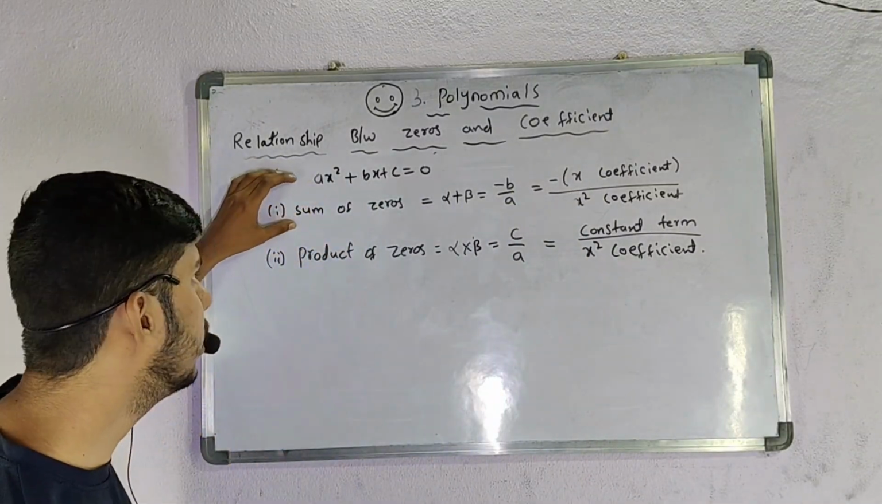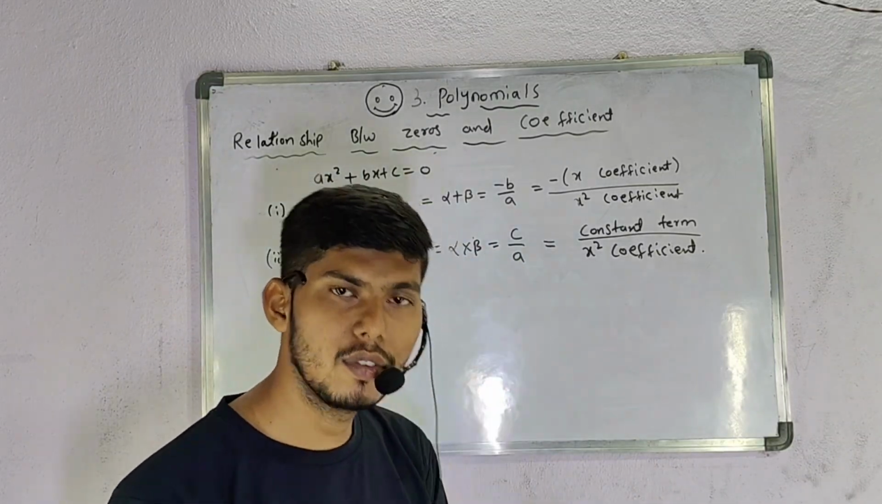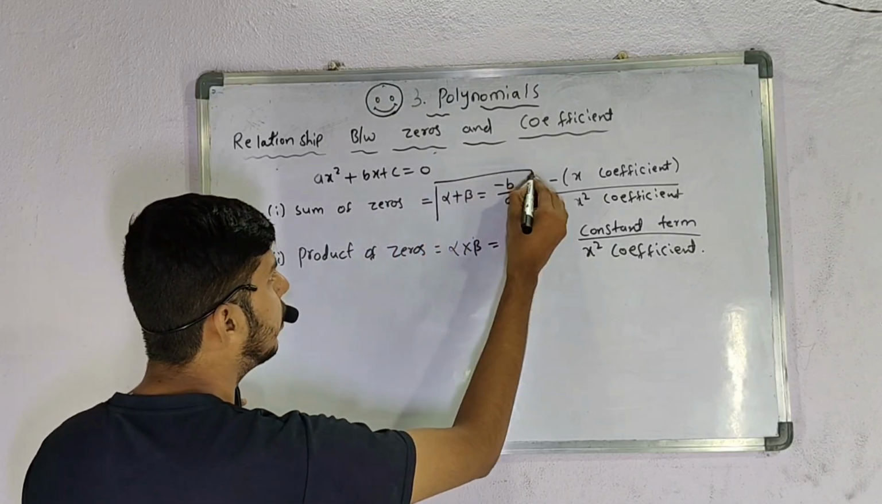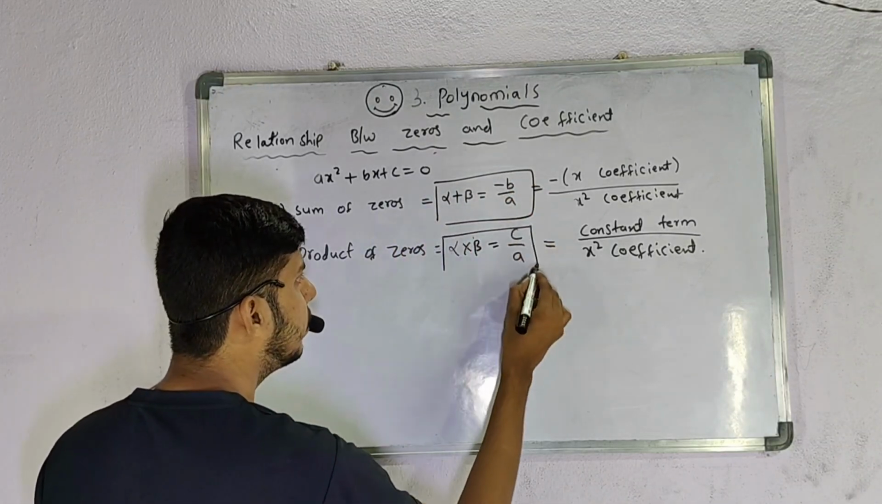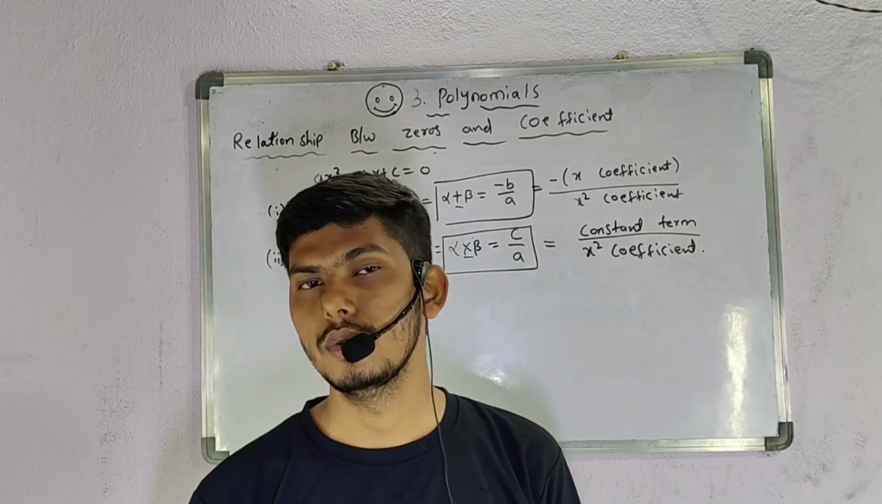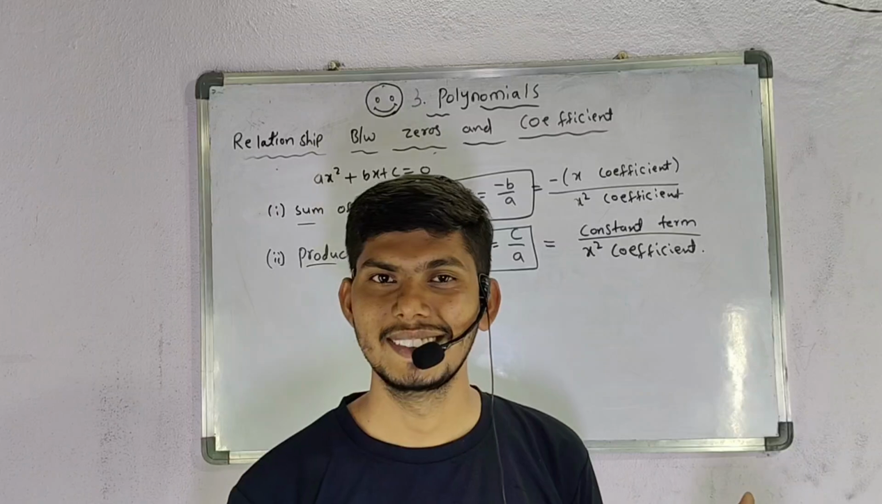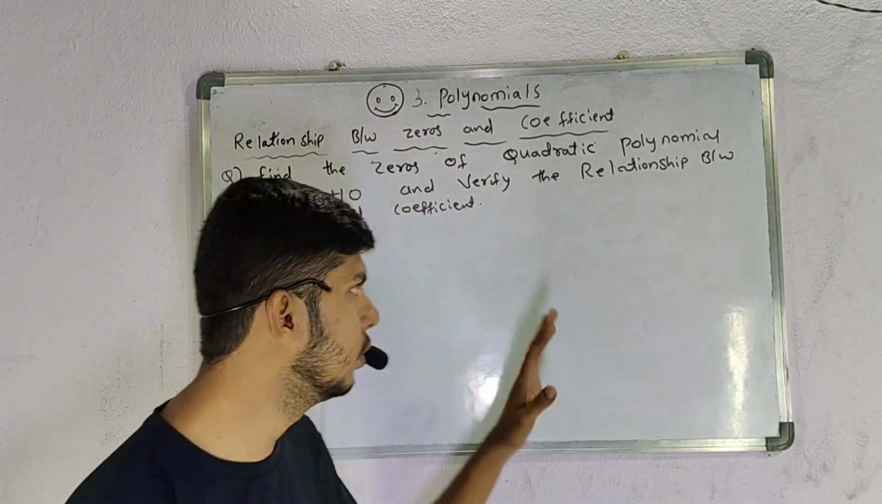Note down in your notes. Before going to tackle any problem, first learn these important formulas. Sum of zeros, alpha plus beta, equals minus b by a, and alpha into beta equals c by a. Now we should do a very important problem. Note down this question in your notes, and now we are going to do this problem.